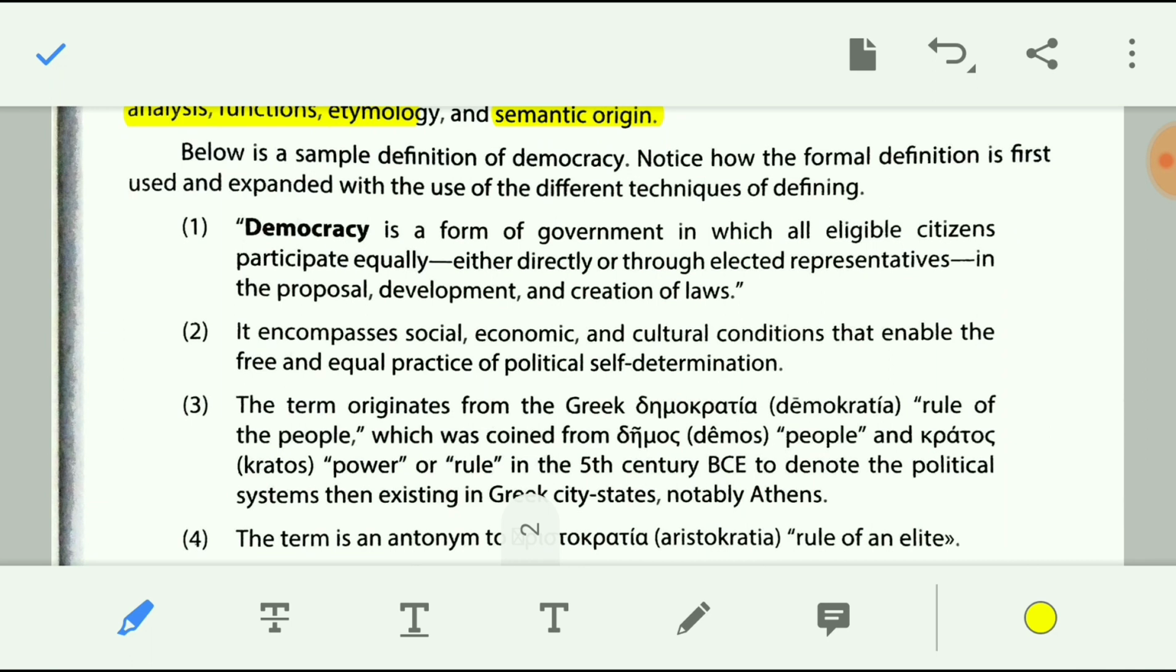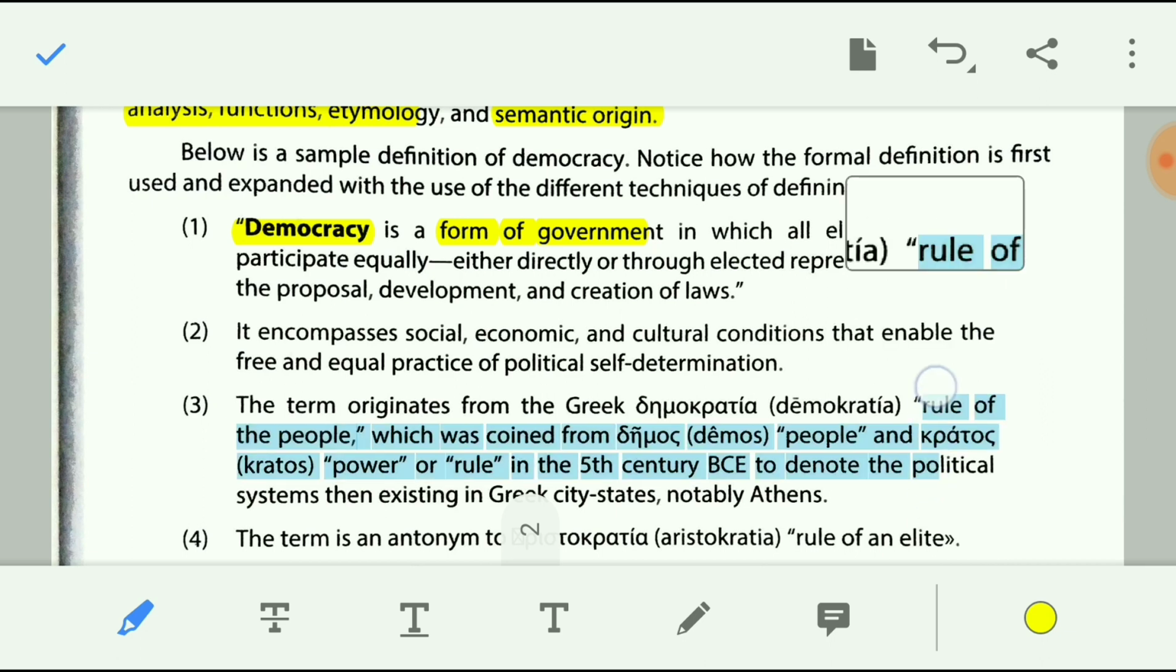Here you get to see some of the examples on how democracy as an abstract concept was defined. In the first one, you get to see that this is a form of government in which all eligible citizens participate equally, either directly or through elected representatives in the proposal, development, and creation of laws. This is the formal definition that we're used to having. This is definition by classification.